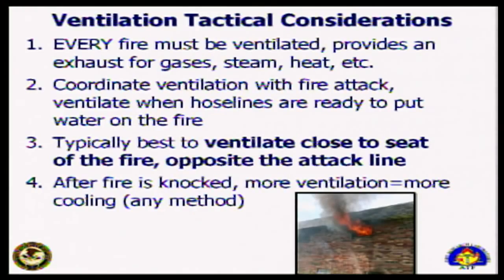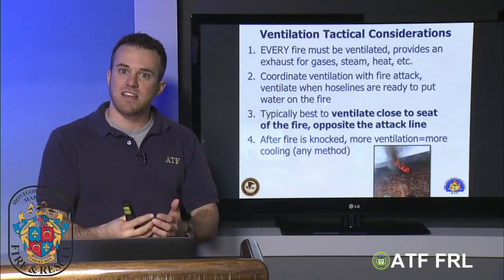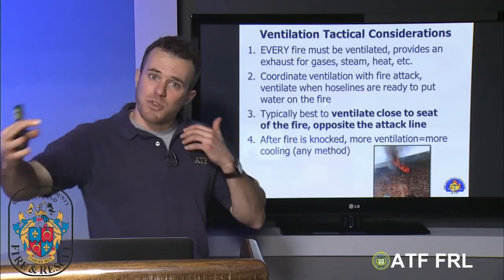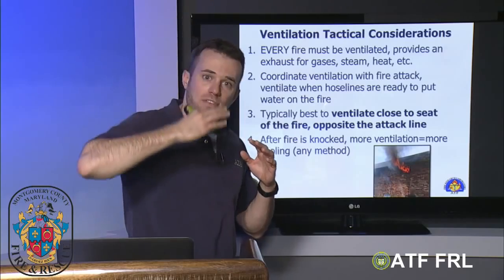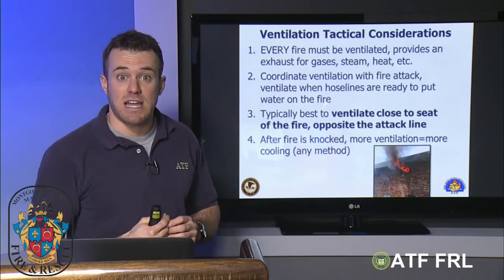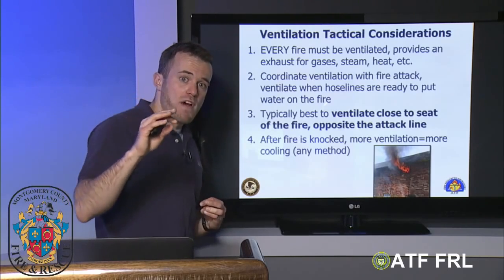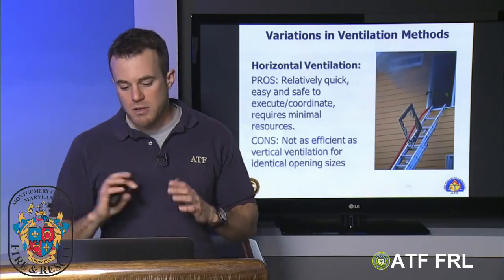Typically, it's best to ventilate as close as you can to the seat of the fire, opposite the attack line. What do we mean? When you ventilate close to the seat of the fire, those gases have a shorter route of travel to actually leave the building. And when they're opposite the attack line, it gives that flow path away from the crew for that water, for the steam, those gases and heat, etc., to actually get out of that building. And once that fire is knocked, the more you ventilate, the cooler conditions are going to get using any of the methods. So let's look at the methods.